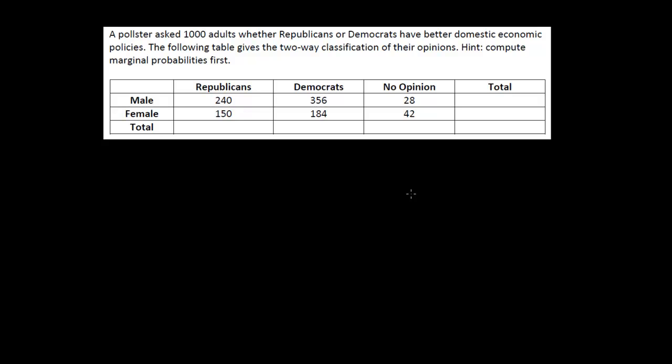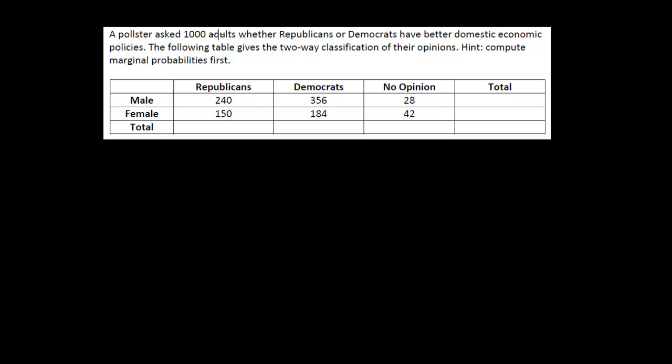And I've told you this in class, you always want to compute marginal probabilities first. And actually before that, you want to total out the columns first, because in order to get the marginal probabilities, you want to know how many people are Republicans, how many are Democrats, how many are no opinion, how many are male, and how many are female. So you want to total them out vertically and horizontally, every column and every row.